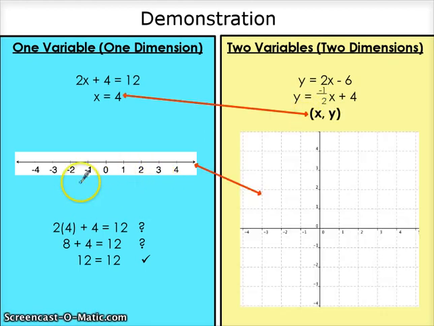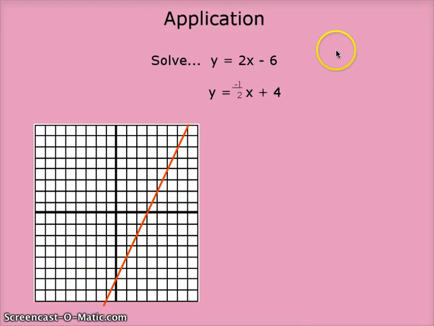When we graph in one dimension with one variable, we graph on a number line. When we graph in two variables with two dimensions in our system, we graph on an xy coordinate plane. In addition, when we solve for one equation, we check it, and we're going to do the same thing in our system. Now we are ready to solve our system of equations. So let's solve y equals 2x minus 6 and y equals -1/2 x plus 4. Remember, our solution should look like an xy coordinate pair.